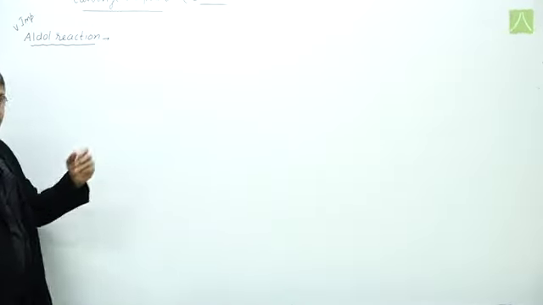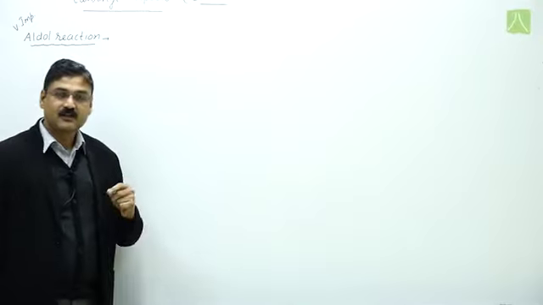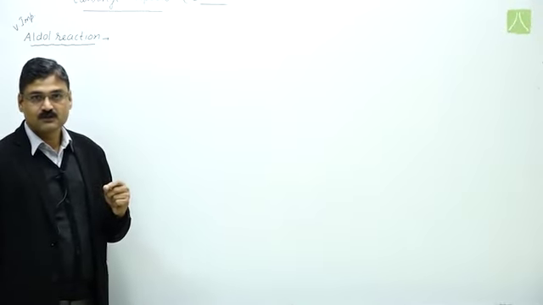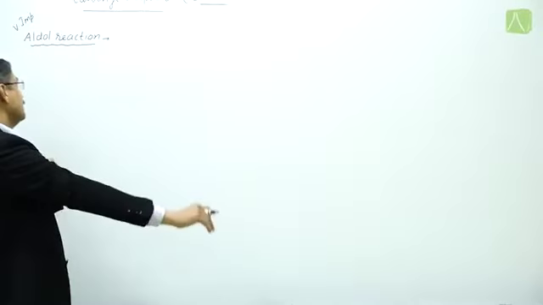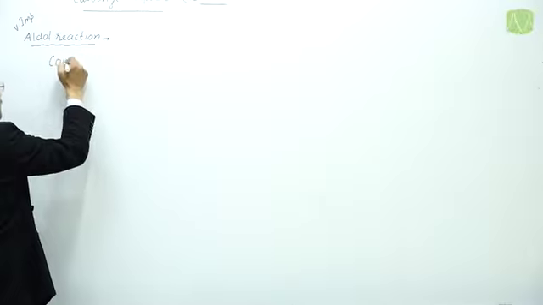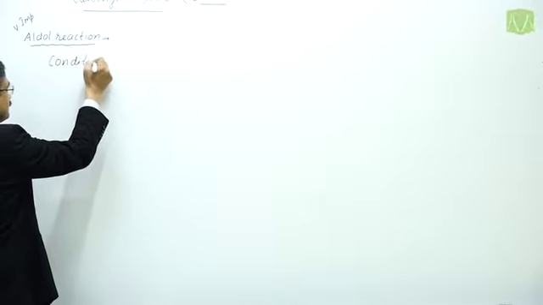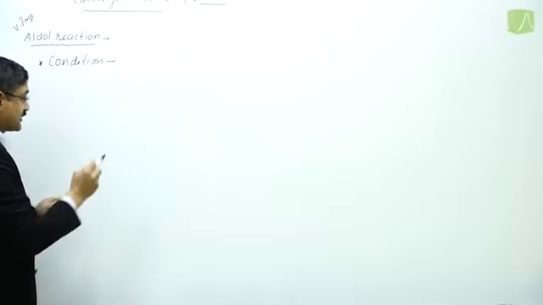Aldol is the name of the product. In the product there are 2 functional groups. One is aldehyde and another is alcohol. So combinedly it is known as aldol reaction. So the condition for the aldol reaction is like this. First is the condition which can give aldol reaction.